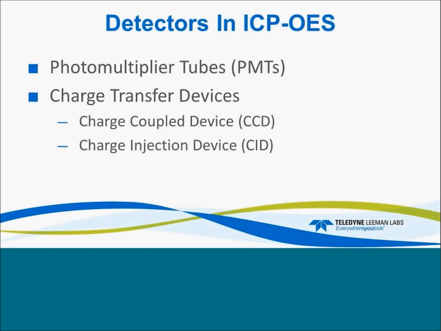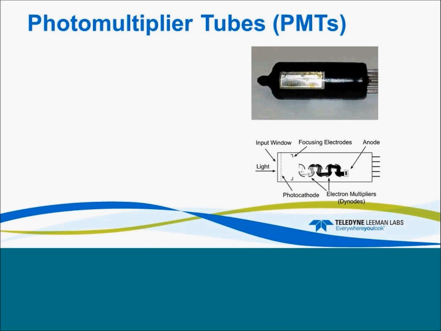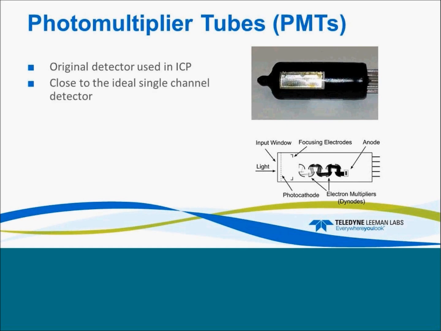So historically, detectors that have been used in ICP-OES are classically photomultiplier tubes, which were the first detectors used, and those have been pretty much supplanted by the charge transfer devices, either the CCD or the CID. Photomultiplier tubes were the original detectors used in ICP, used up until pretty recently. There are still a few systems available that use photomultiplier tubes. Photomultiplier tubes are very close to the ideal single-channel detector. I mean, they were used for years in ICP and other technologies.